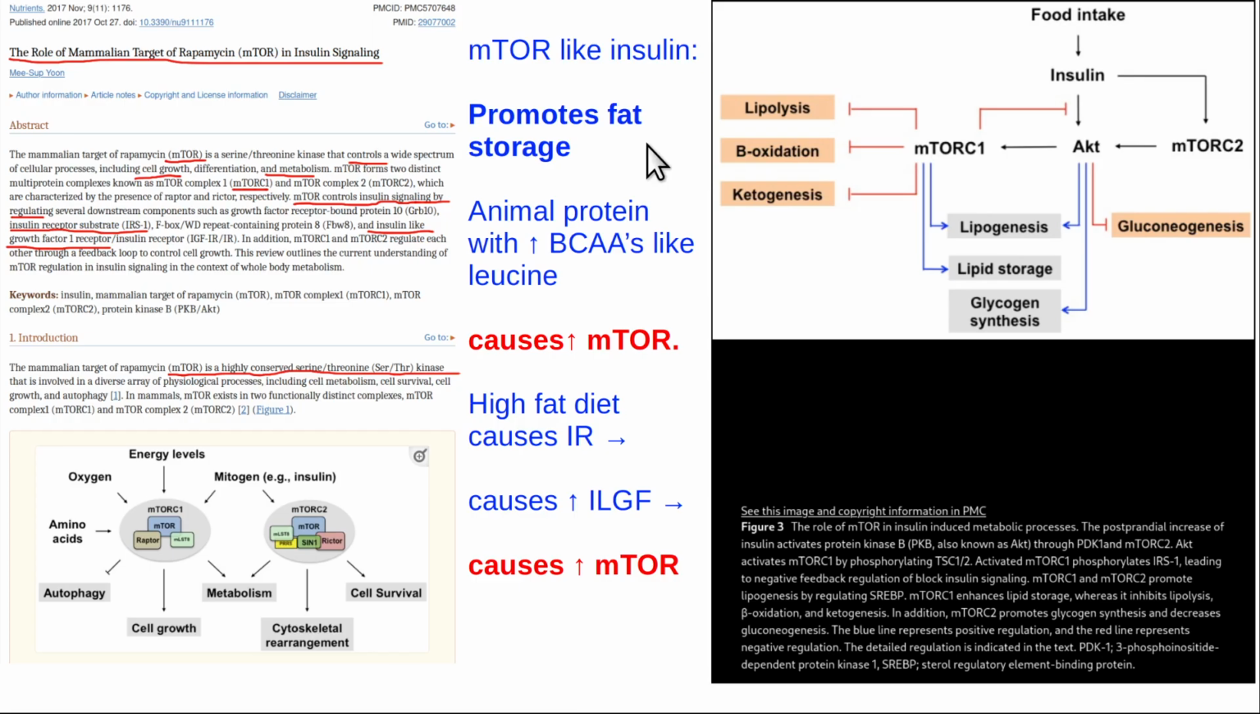Okay, mTOR is somewhat like insulin in some ways. They're both anabolic. They both promote fat storage. The animal protein has more branched-chain amino acids. In particular, the most important one is leucine. This is why the bodybuilders will want to take branched-chain amino acids, because they want that leucine to help them build their muscle faster.